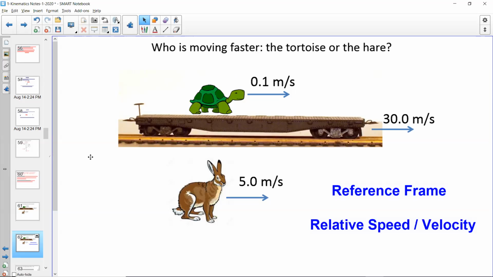But if you're moving, it has to be moving, right? And so its speed relative to you is 0. It has the same speed. It's no different than your speed. But relative to the ground, you're both going the same speed.